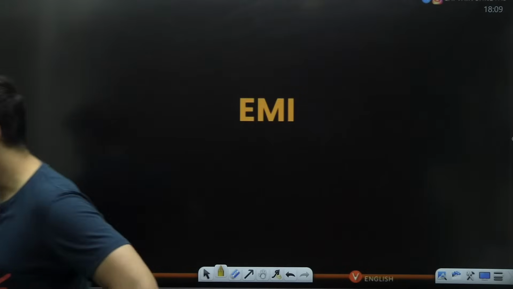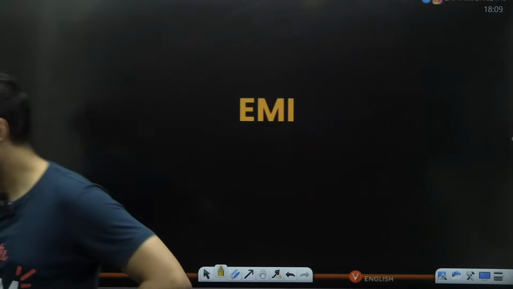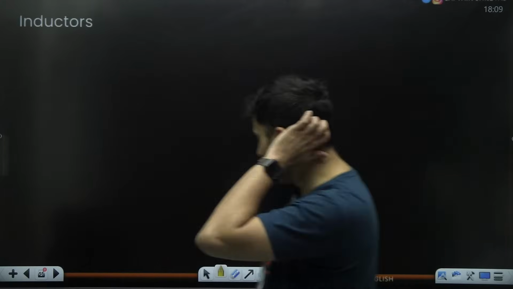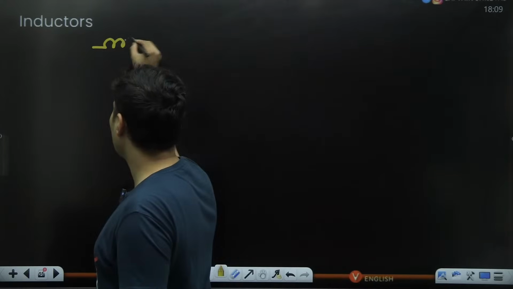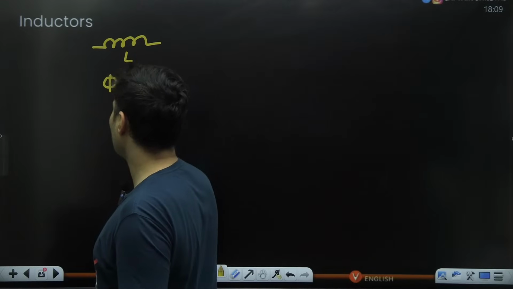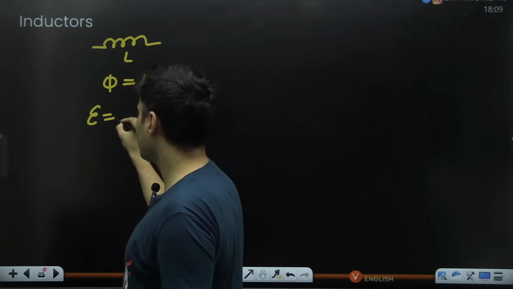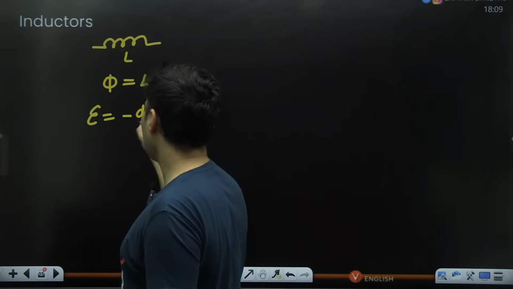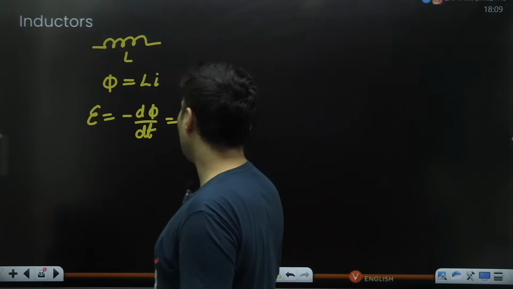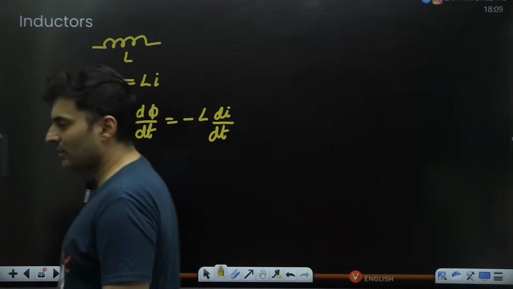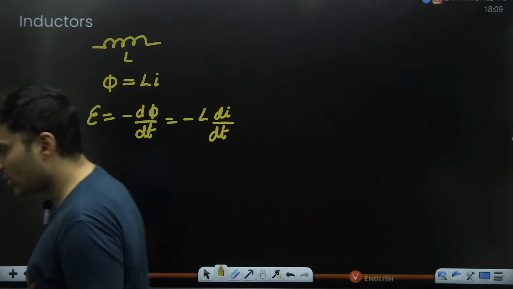Yes, coming to EMI. Ready for EMI? Okay, let's go. Inductors, self-inductance property. The flux through an inductor is L into I. And if you use Faraday's law, which is minus d phi by dt, it will be minus L di by dt, which is the induced EMF inside an inductor.